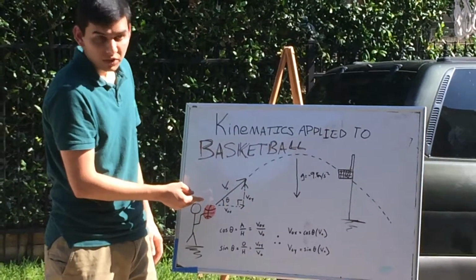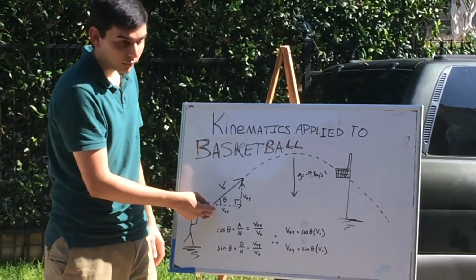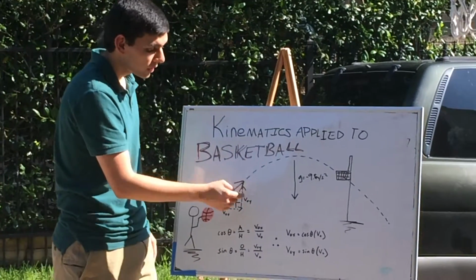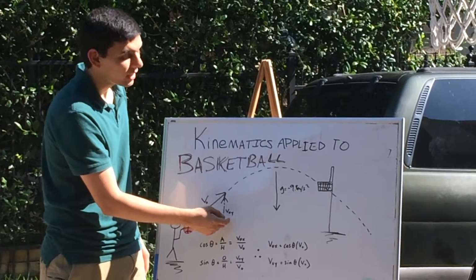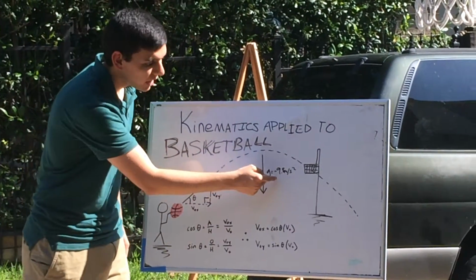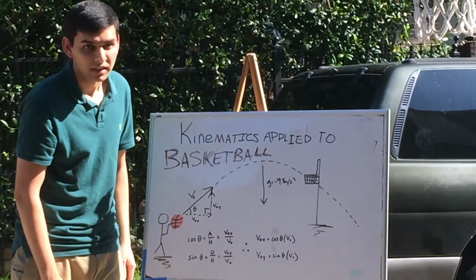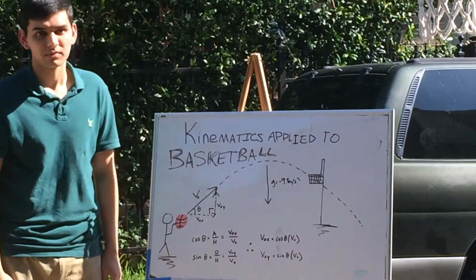Once the ball has been launched, the horizontal component of velocity remains constant because there's no horizontal force acting on the ball. However, the y component of the initial velocity constantly decreases at negative 9.8 meters per second squared due to the acceleration due to gravity, which causes the ball to fall to the ground.